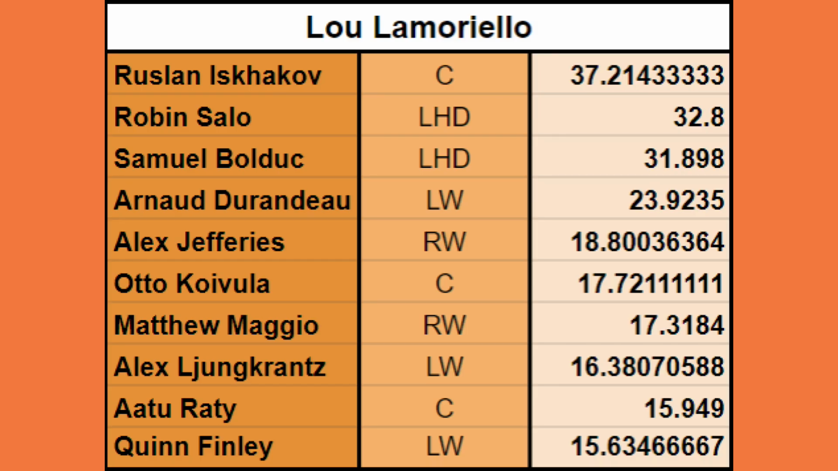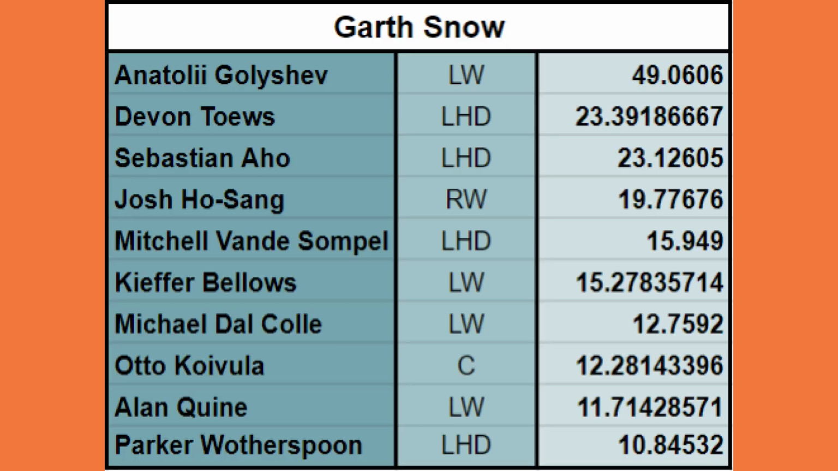And so for Lou Lamoriello, his top 10 prospects based off of NHLE today are, in order, Russ Nishikov, Robin Salo, Samuel Bolduc, Durando, Jeffries, Koivula, Maggio, Lundqvist, Ratu, and Finley. Those are the top 10. Now compare that to Garth Snow's top 10. Garth Snow's list: Golashev, Taze, Aho, Ho-Sang, Van de Sample, Bellows, Delcol, Koivula, Quine, and Witherspoon.